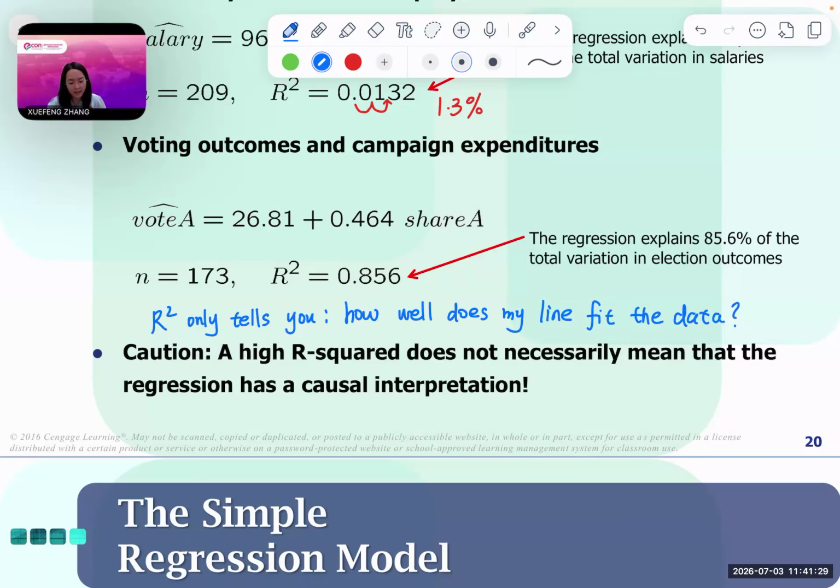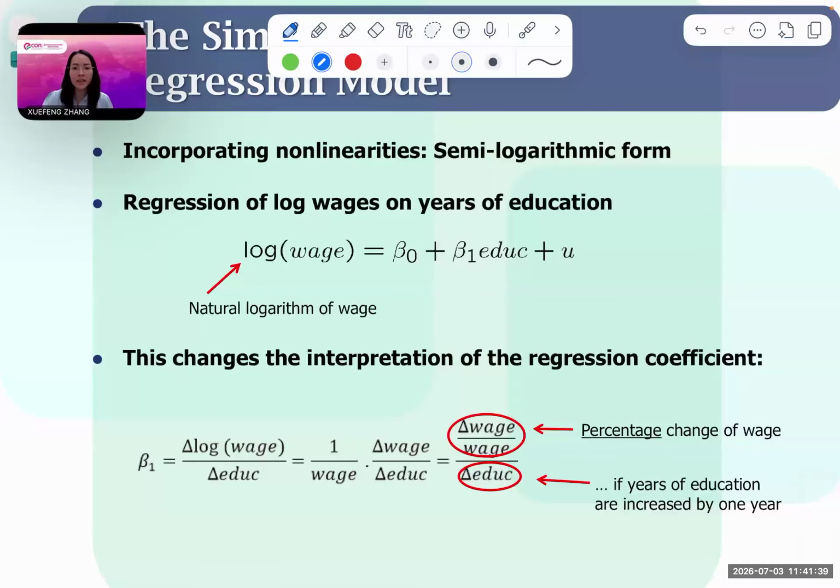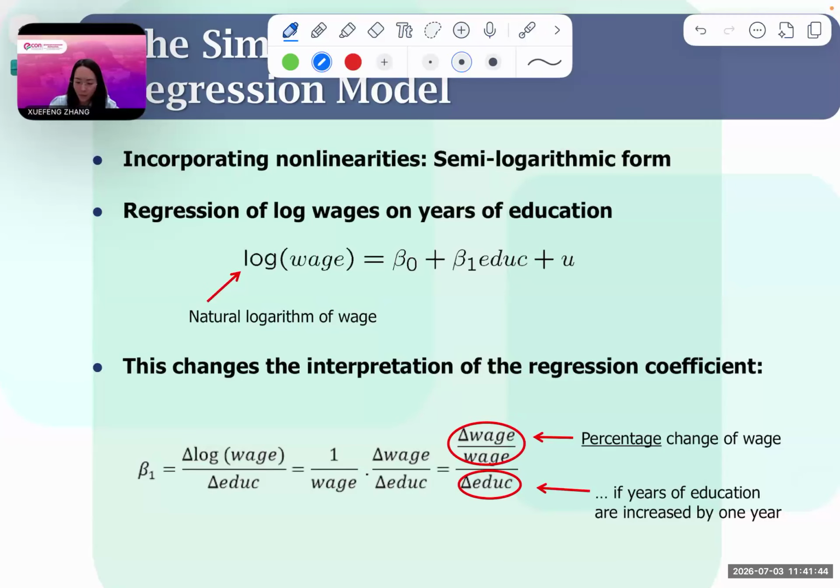It doesn't guarantee a causal interpretation, okay? Let's continue. Let's see the semi-logarithmic form. It means that we put log only on y, and log here is the natural logarithm of wage, okay? It's the natural log. So here is our new model: log wage equals beta 0 plus beta 1 education plus mu.